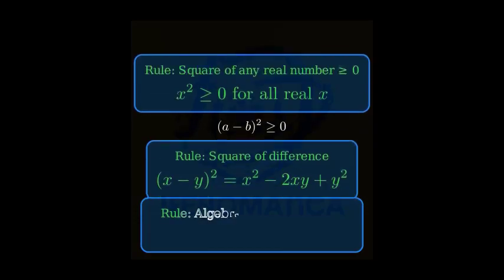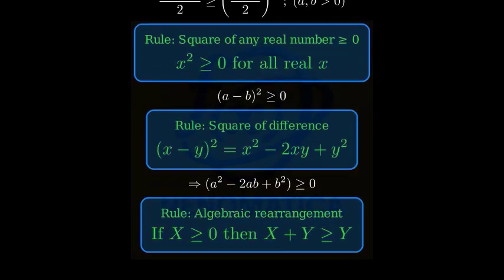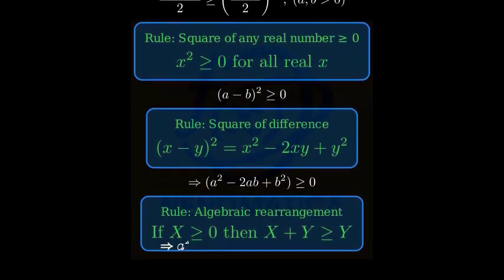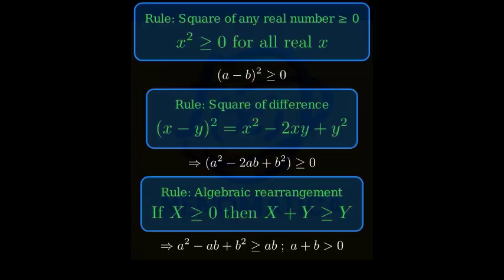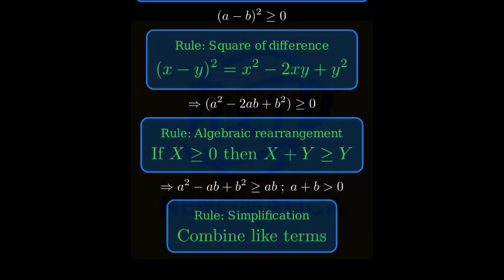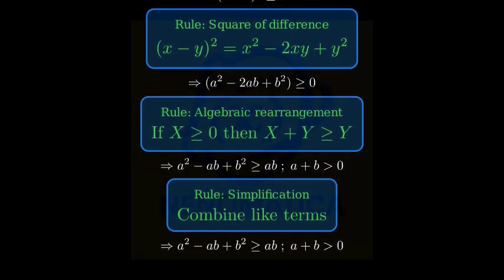Now, we'll rearrange this inequality to a more useful form. We can rewrite it as a squared plus b squared is greater than or equal to a times b plus a times b, which simplifies to a squared plus b squared is greater than or equal to 2ab. Let's simplify this further. We get a squared minus ab plus b squared is greater than or equal to ab.